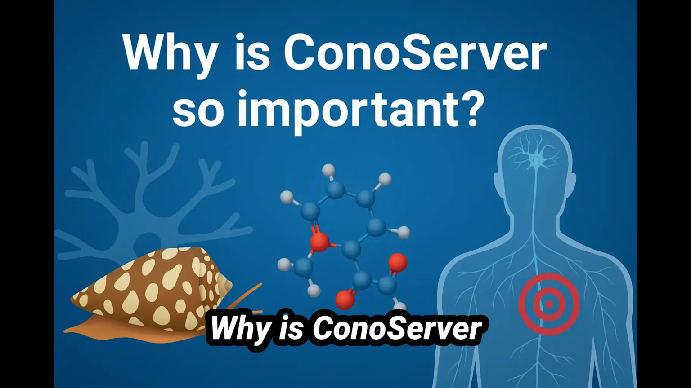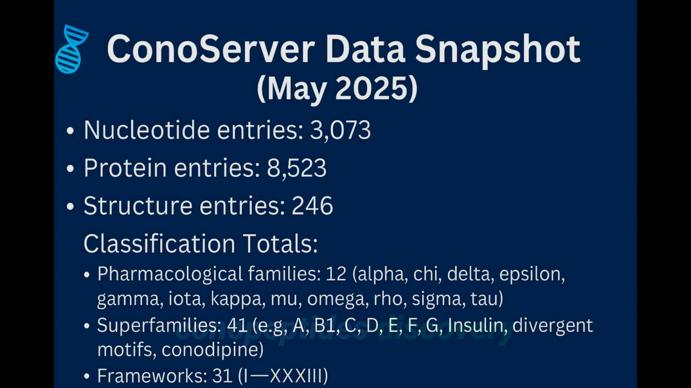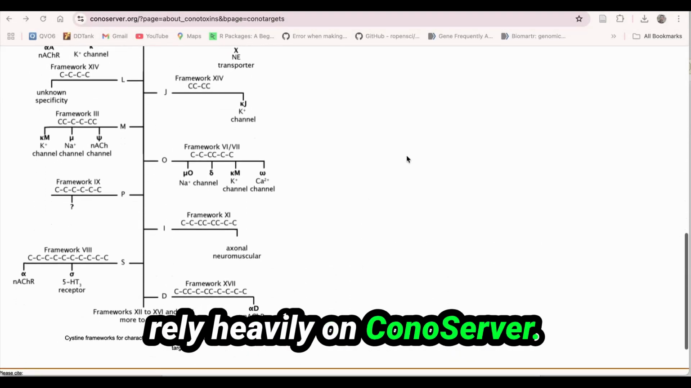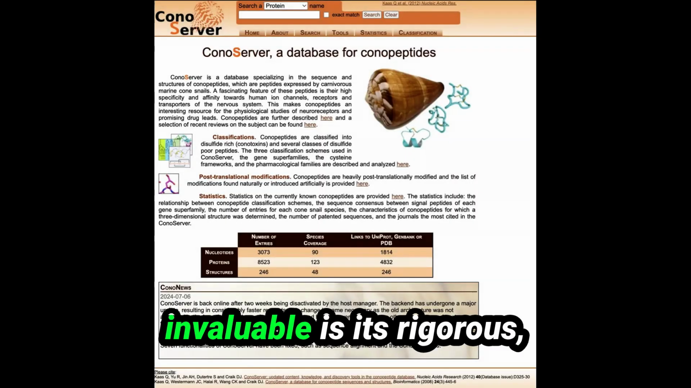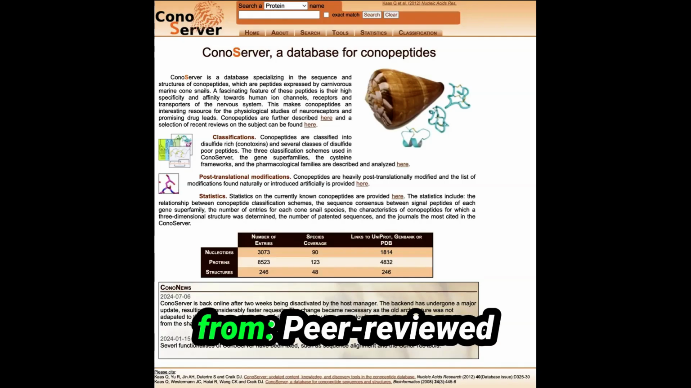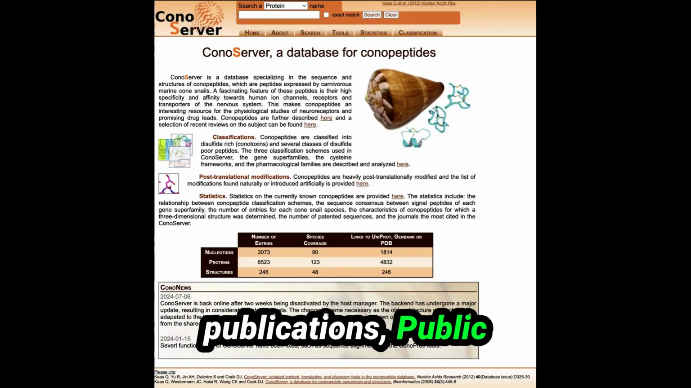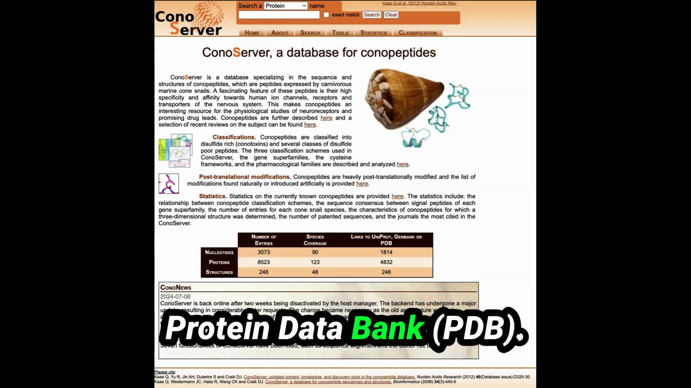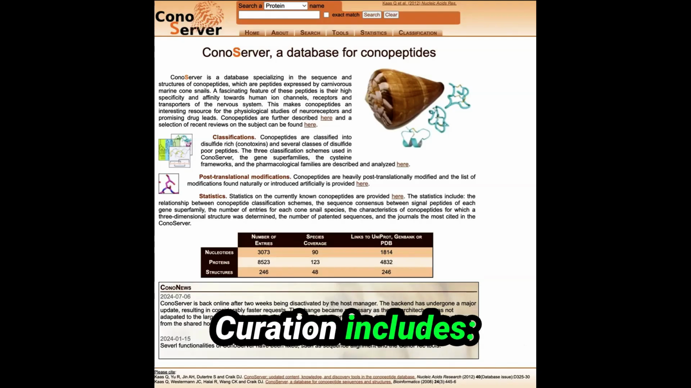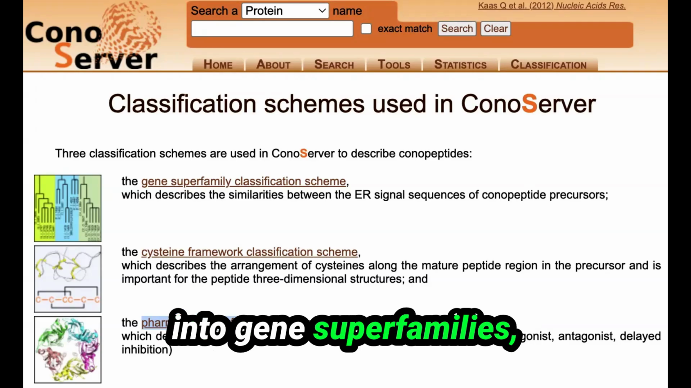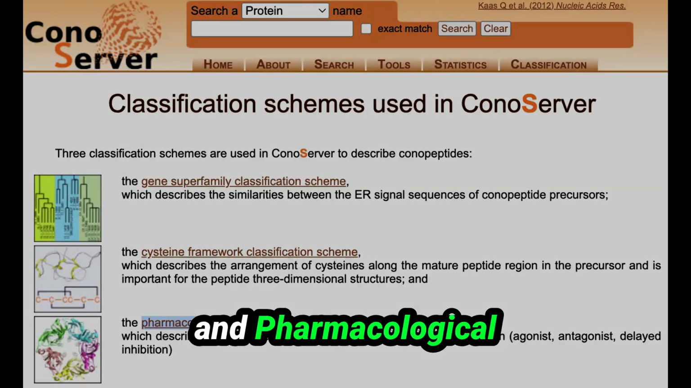Why is ConoServer so important? Given the rapid growth in conopeptides discovery and their complex classification, researchers rely heavily on ConoServer. What makes ConoServer invaluable is its rigorous, manually curated content. It integrates data from peer-reviewed publications, public databases like UniProt-KB, NCBI Nucleotide, and the Protein Data Bank, PDB. Curation includes analysis and annotation of sequences, classification into gene superfamilies, cysteine frameworks, and pharmacological family.